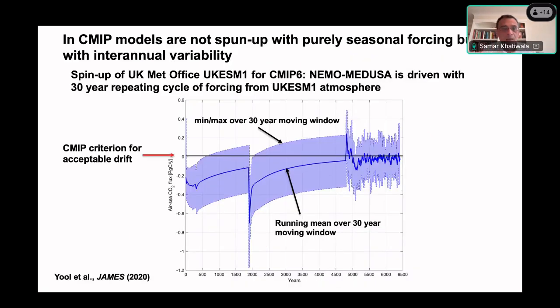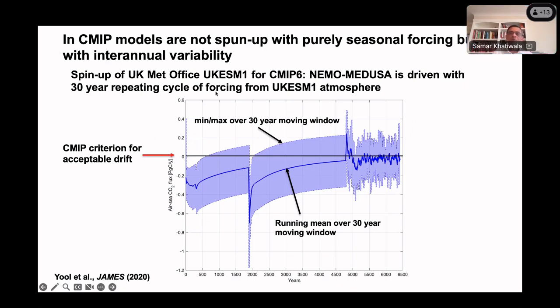As you know, in CMIP, models are not spun up with a purely seasonal cycle, but they have interannual variability in them. This is an example from UKESM, from Andrew Yool's paper, showing their spin up. This is, again, the air-sea flux of CO2. What they did in UKESM in CMIP6 is they forced the model with a 30-year repeat cycle of atmospheric forcing from the atmospheric model, and that was what was used for the ocean spin up.